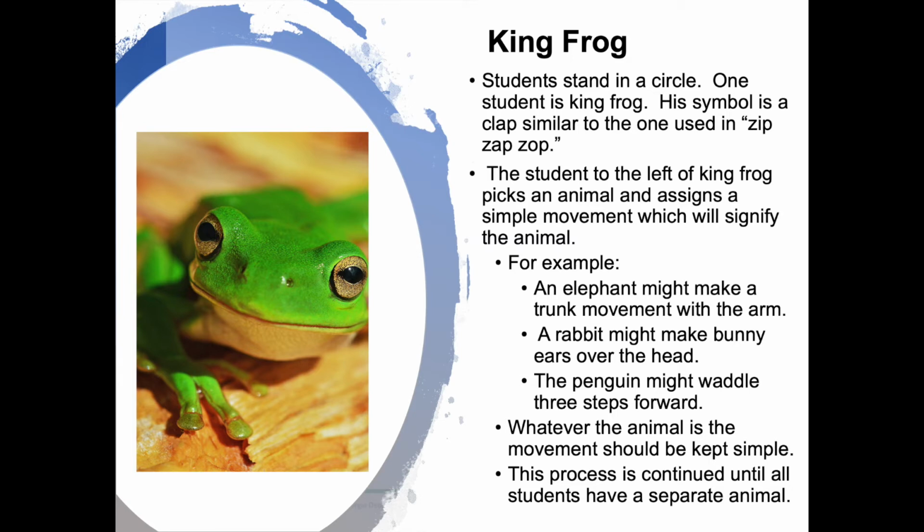Each of the other students select an animal with a movement that's indicative of that animal. For example, an elephant might make a trunk movement with the arm. A rabbit might make bunny ears over the head. The penguin might waddle 3 steps forward. Whatever the animal is, the movement should be kept simple. This process is continued until all students have a separate animal.